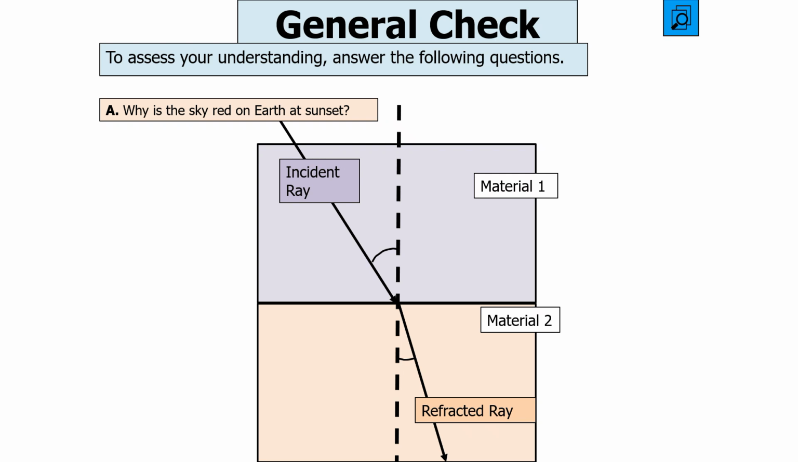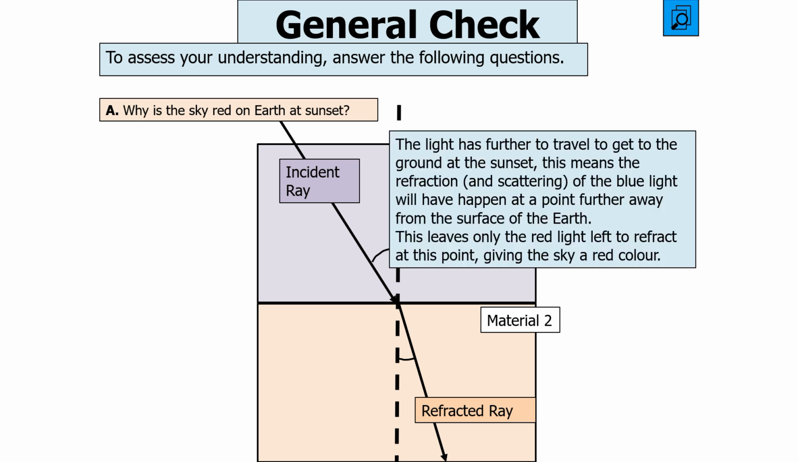Why is the sky red on Earth at sunset? So pause the video now, then unpause the video when you want to go through your answer. The light has had farther to travel to get to the ground at sunset. This means that the refraction and scattering of the blue light will have happened at a point further away from the surface of the Earth. This leaves only the red light to refract at this point, giving the sky a reddish colour.